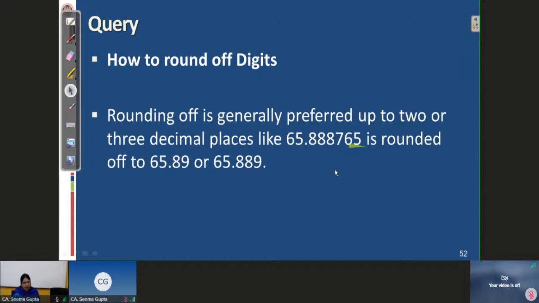How to round off digits? I think you are all familiar that rounding off is generally preferred up to 2 or 3 decimal places. Generally, if it is 65.889, then we do it like this: we will stop at 65.889, not beyond that. And if the next digit is more than 5, like more than 0.5, then the next decimal place digit will go up by one, like 0.6.